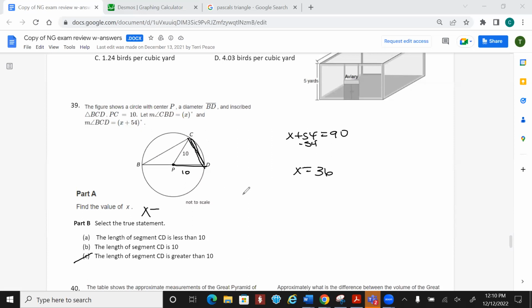Are you serious? It says 36/D. That's not a true statement. Okay, so the length of segment CD should be less than.